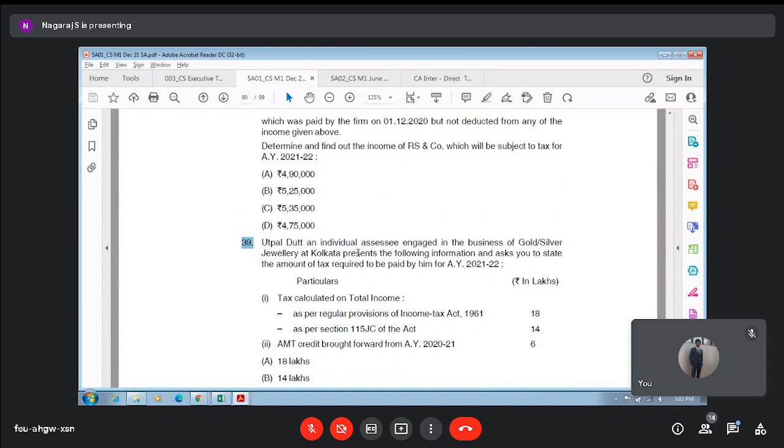Individual assessee. Utpal Dutt, an individual assessee engaged in the business of gold, silver, jewelry at Kolkata, presents the following information and asks you to state the amount of tax. See, the tax they have told is paid by him for the assessment year 22-23, calculated on total income. See, Utpal Dutt is an individual. 115JC they have told.